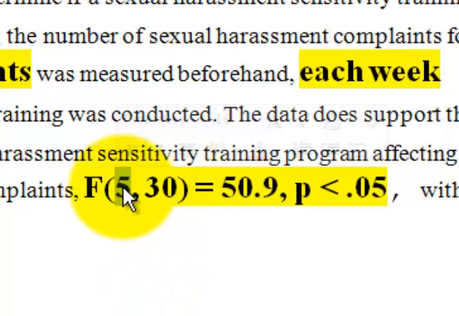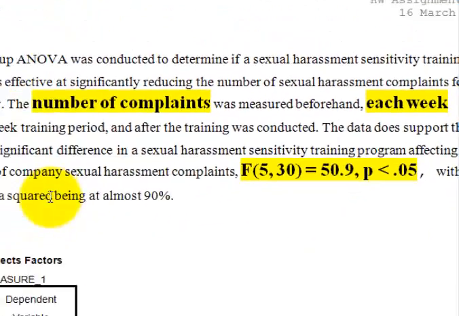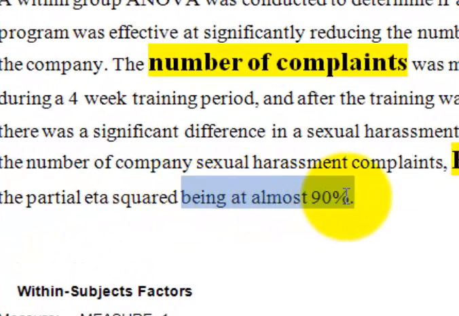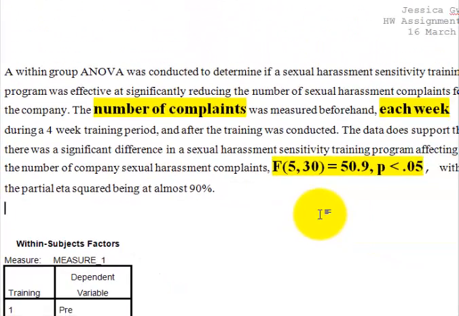This tells you how many different times it was measured and how many people were in it. And this is your F score, and its significance level, which is less than 0.05. And it was good that you added the partial eta squared being almost 90%. That is really good. But that's it. It looks really, really good.